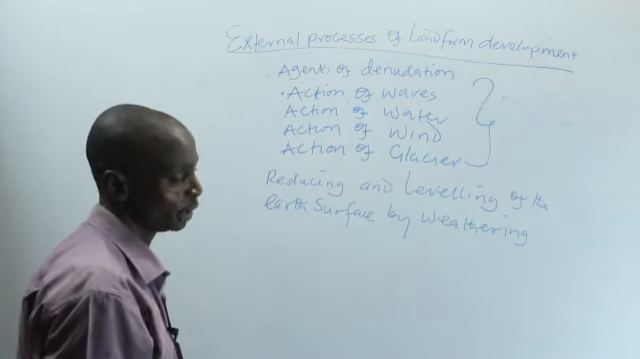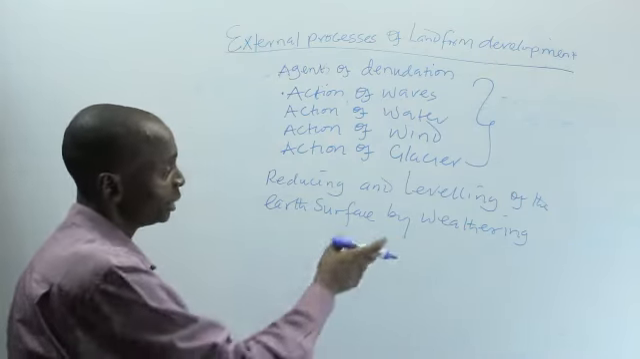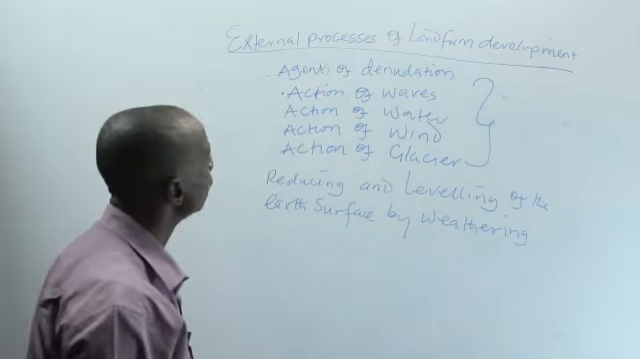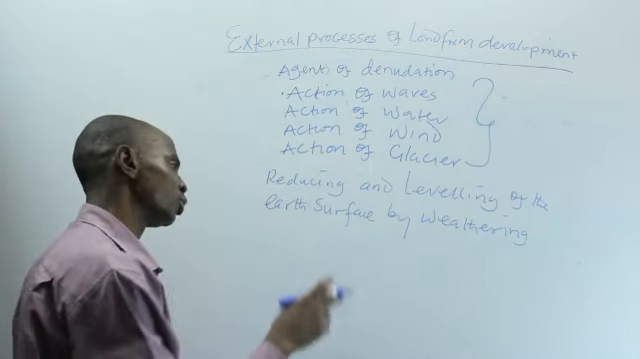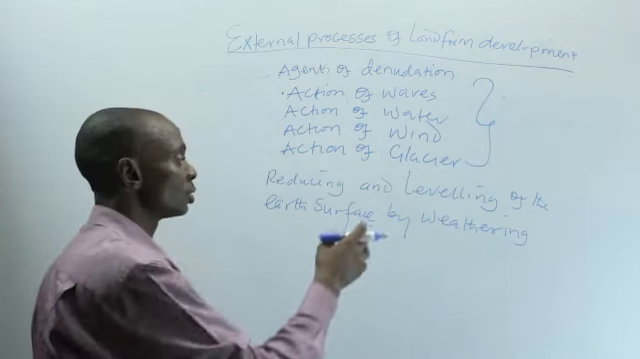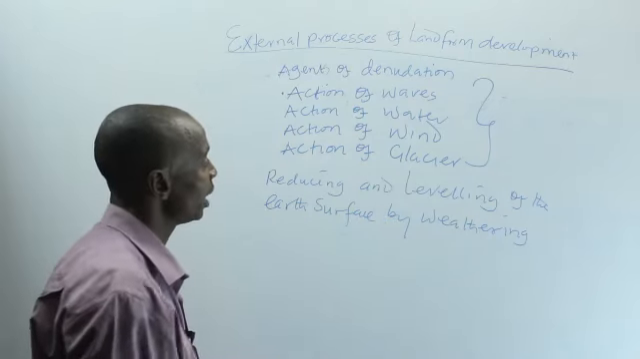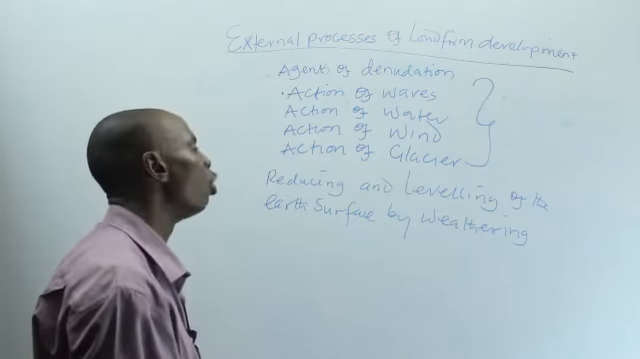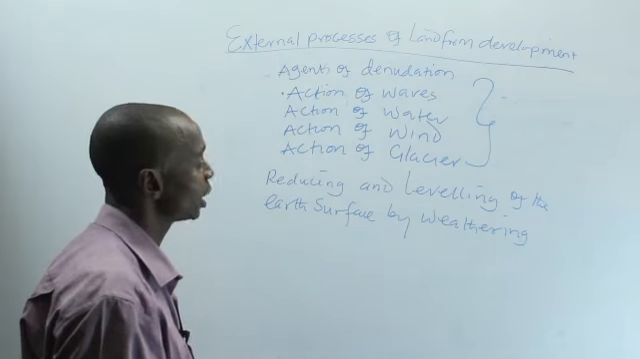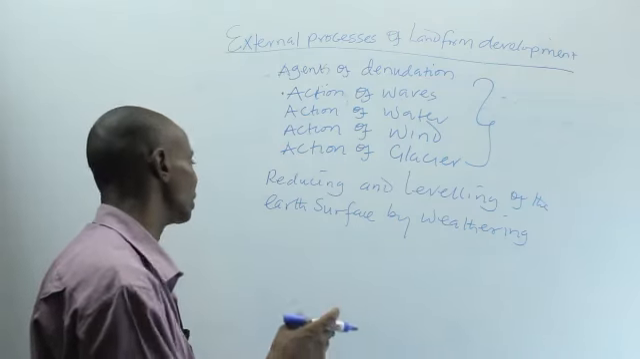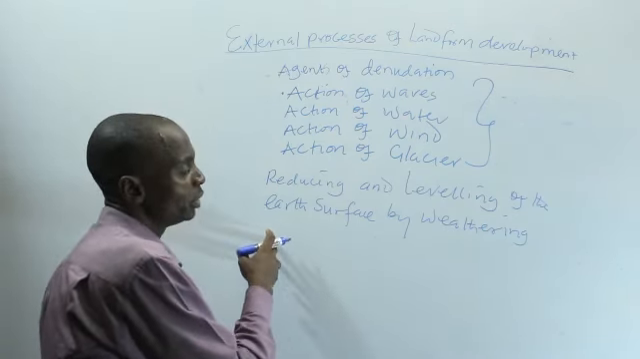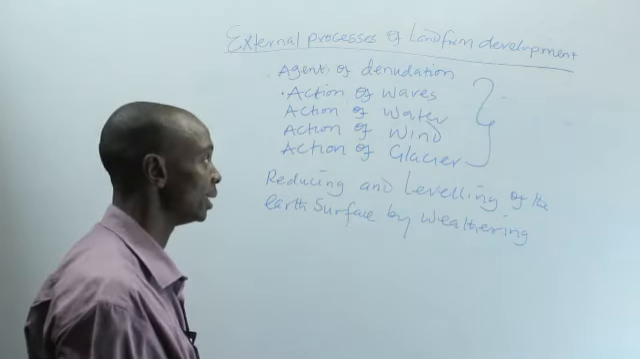When the earth's surface is subjected to wearing and tearing away by these actions, what we are saying is nothing but weathering, because weathering is the breaking down of rocks into smaller pieces. When these rocks are broken down, either by waves, water, wind, glacier, or by mechanical, chemical, or biological weathering, these materials are transported from the point at which the weathering takes place to another point entirely.